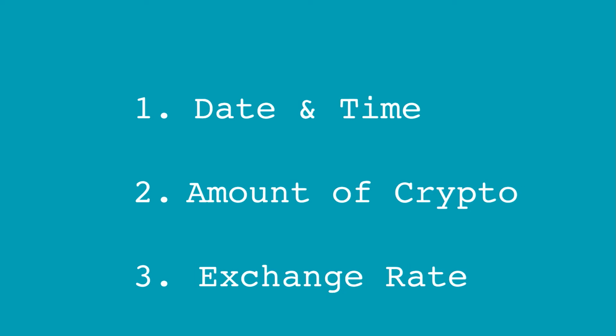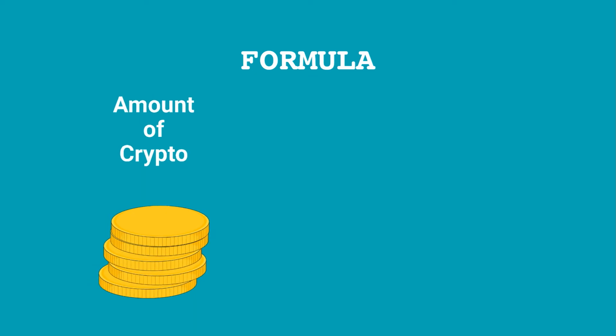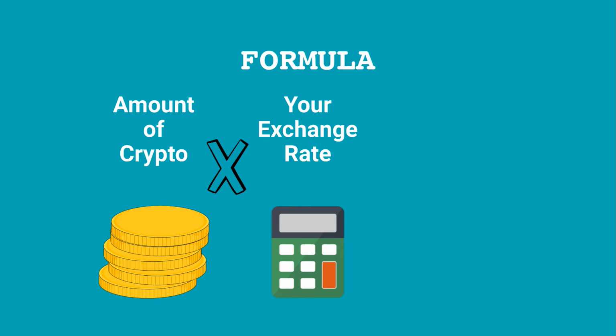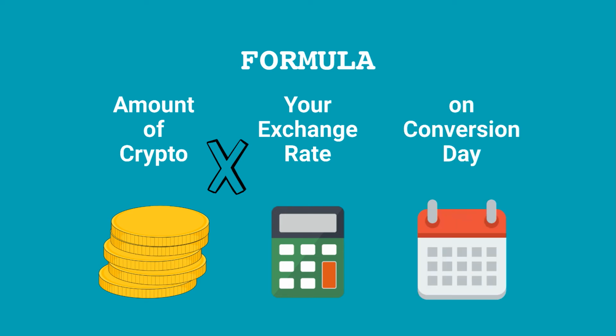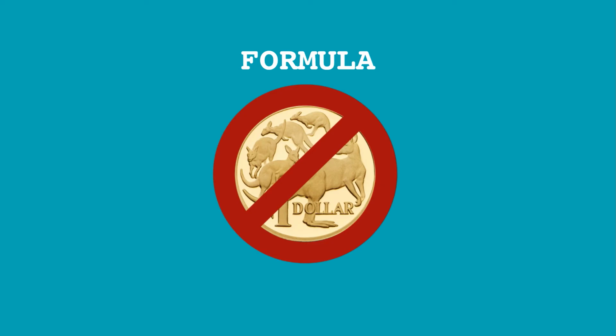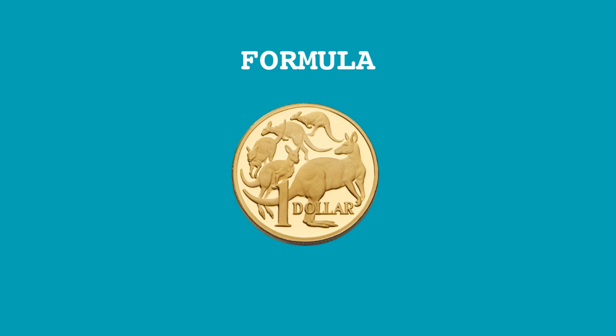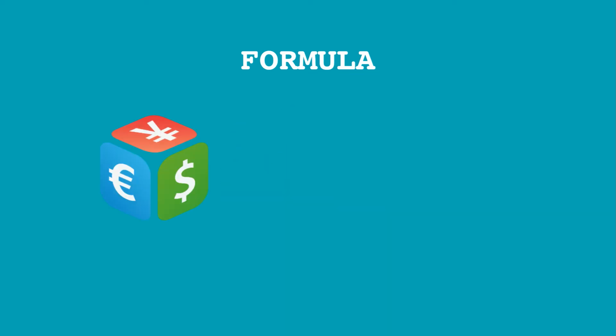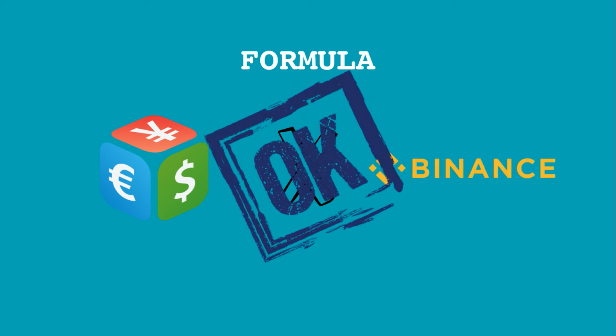So, now that we have the information, we need the formula. It looks like this: the amount of digital currency multiplied by your particular exchange rate on the conversion day. Now, if the exchange rate is not in Australian dollars, the first thing we need to do is convert that to Australian dollars. We simply multiply the foreign rate by the exchange rate to convert to AUD.